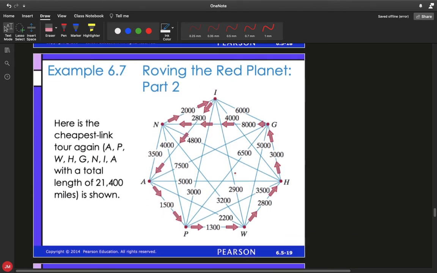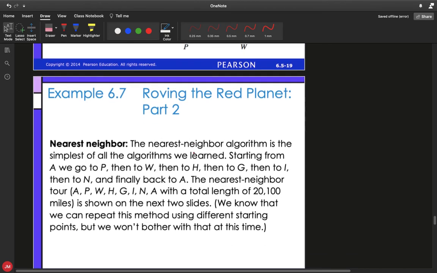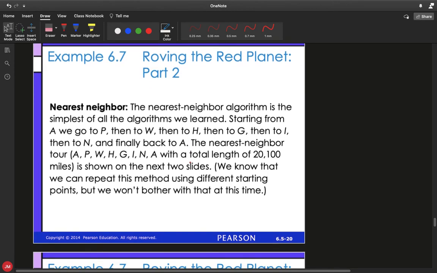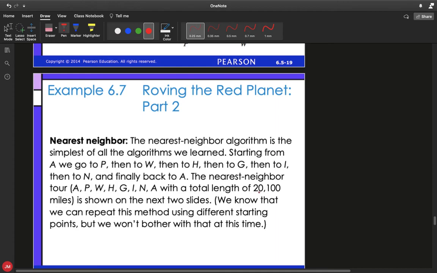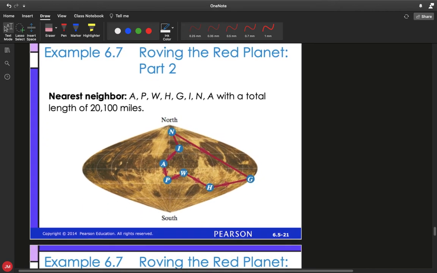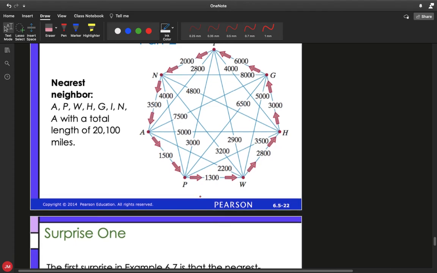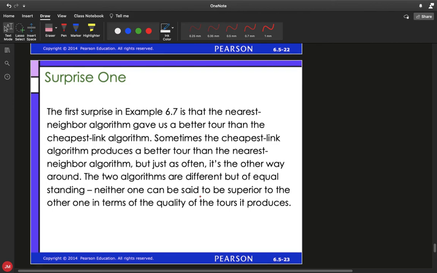Now, that cheapest link, again, here, that is shown for us, actually turns out to be pretty cheap in terms of the other methods as well. By comparison, if you were to do nearest neighbor, so remember, cheapest link was 21,400. Nearest neighbor comes out to be a little bit less at 20,100. And then here that is for you, so I won't work through that, but just wanted to mention. Here that is shown on the graph. And actually, nearest neighbor gives us a better tour than cheapest link. And that's going to be the case sometimes.